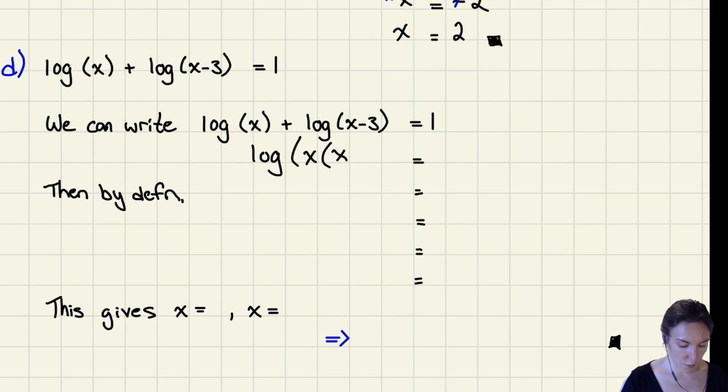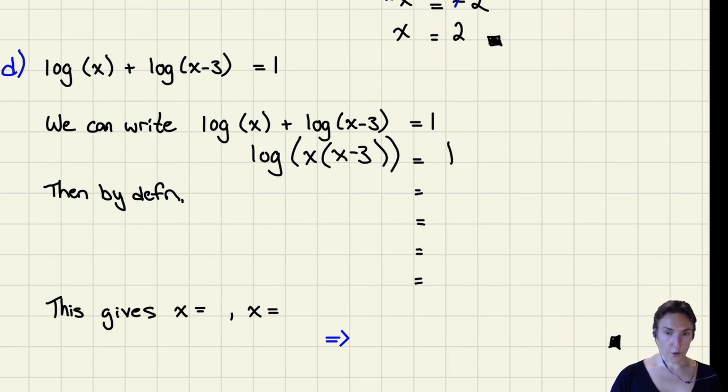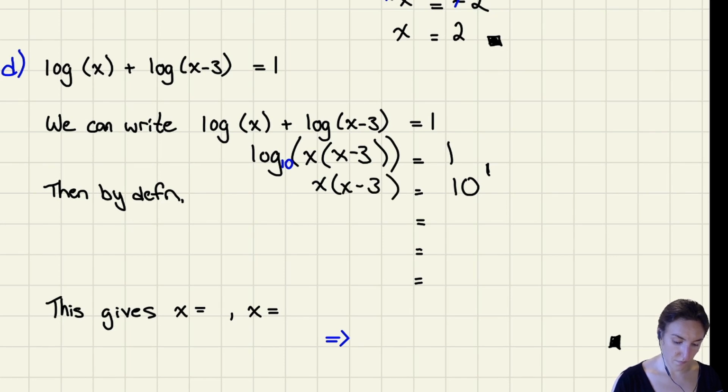But they're being added, so I can write log, and then have x times x minus 3, and then I have that this is equal to 1. Okay, so now I'm going to convert it. Okay, so I am going to put this here just for people reviewing. I know some people don't have as much experience with logs. So I have my base is 10, so I have 10 to the power of 1 is equal to the stuff on the inside. Okay, all right, this is nice.